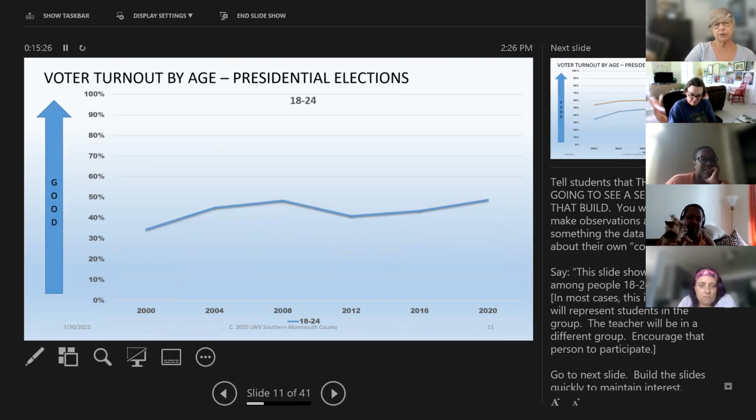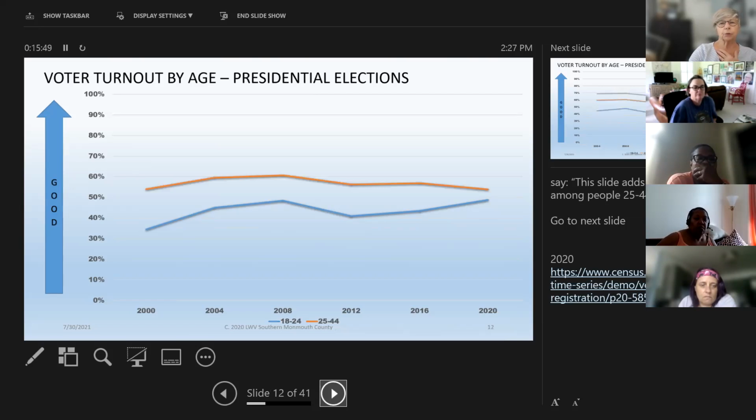Okay, so we're going to see a series of slides now that build. The first series is going to be based on age, and this one is people in your age group, but you're going to watch that, and that's called your cohort. Your age group is your cohort. But this slide shows the turnout among people from 18 to 24 in presidential elections from 2000 through 2020.